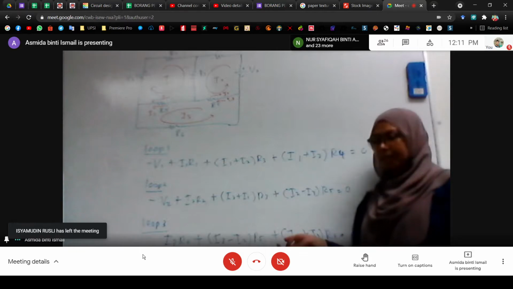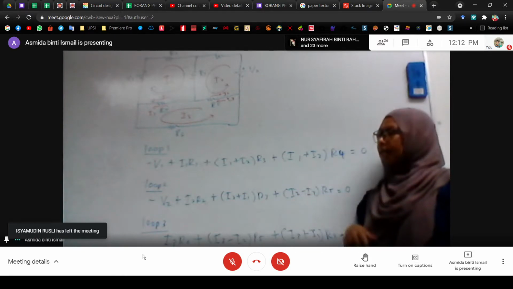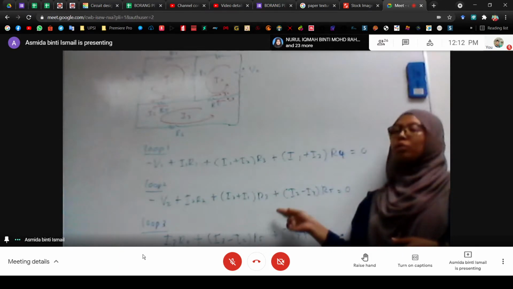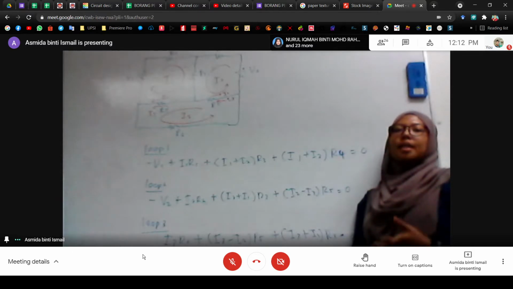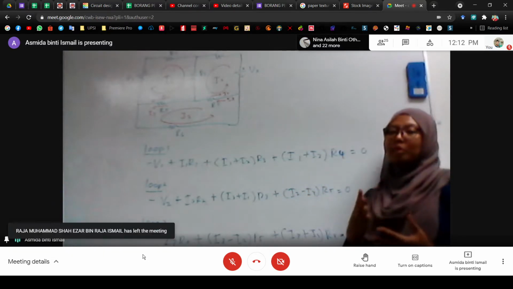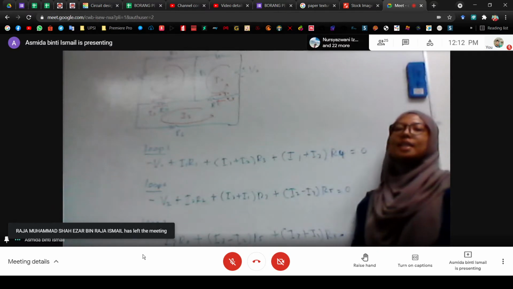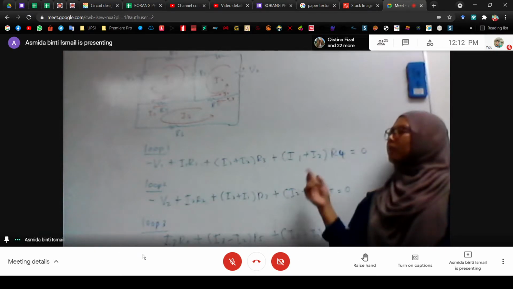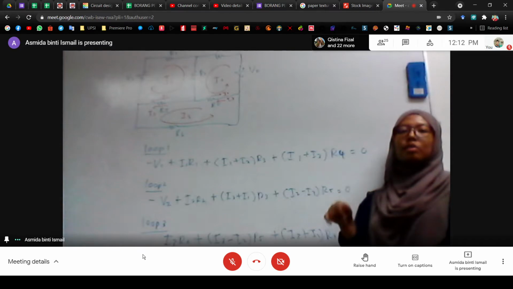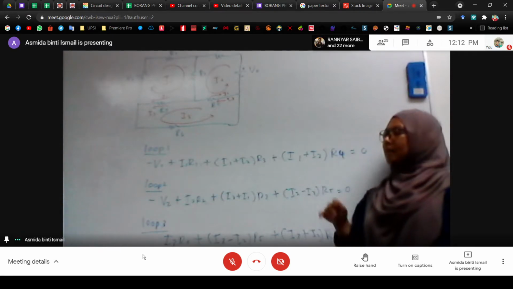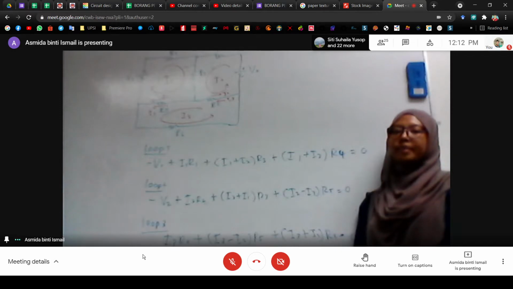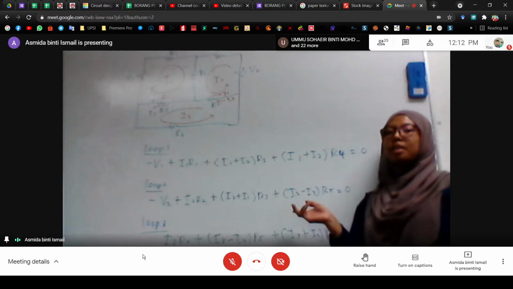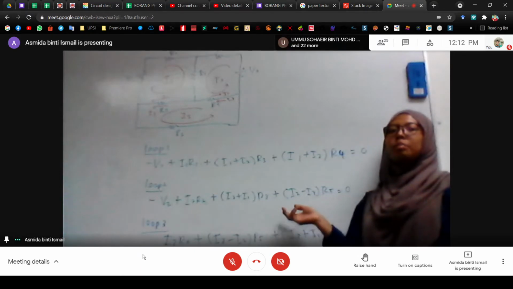Do you understand? So your answer depends on your equation actually. If your equation is wrong from the start, your answer will also be wrong. So this is very important: you need to find the equation first and make sure that your equation is right. Do you understand how to produce this equation?